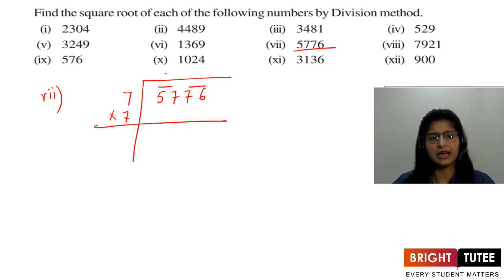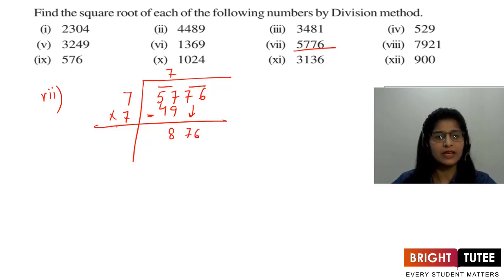7 sevens are 49. Okay, now from 57 we have to subtract 49. How much will we be left with? Just see, 17 minus 9. What do we get after subtracting it? We get 8. Right, and then we are going to copy 76 here.